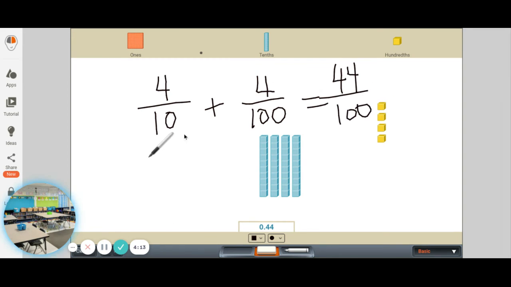Okay, so a lot of confusion happens when you would just add 4 plus 4, but the reason we are not adding these as 4 plus 4, this is not 4/100ths. So we are having to change these into hundredths because these could be broken apart into hundredths. All right, let's try one more.